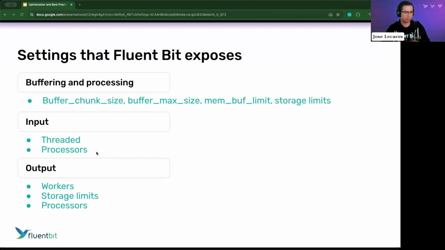Processors are only available when using YAML configuration. YAML configuration was introduced in Fluent Bit 2. It's still under development in the sense that we are still adding new features there, but it is now safe to use in production already. And in the output side, you can have workers, you can define your storage limit, and you can also have processors.